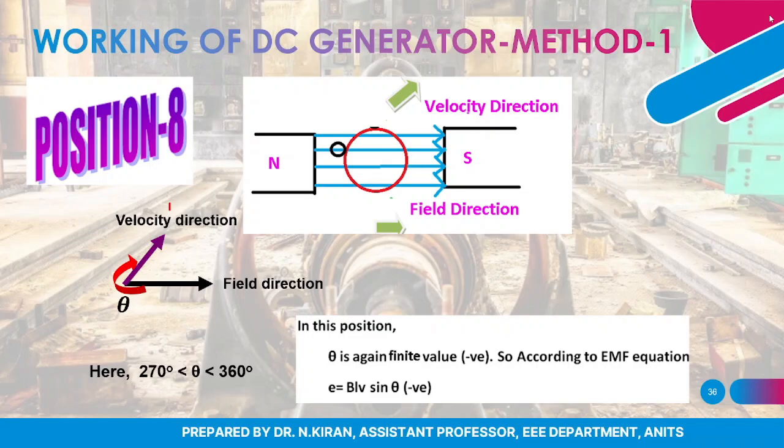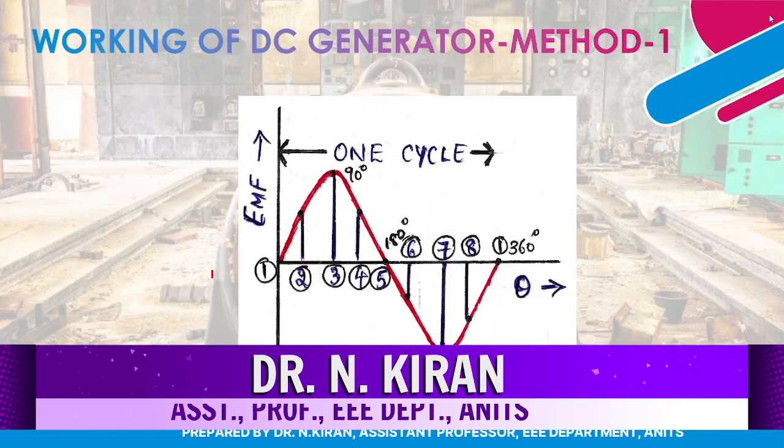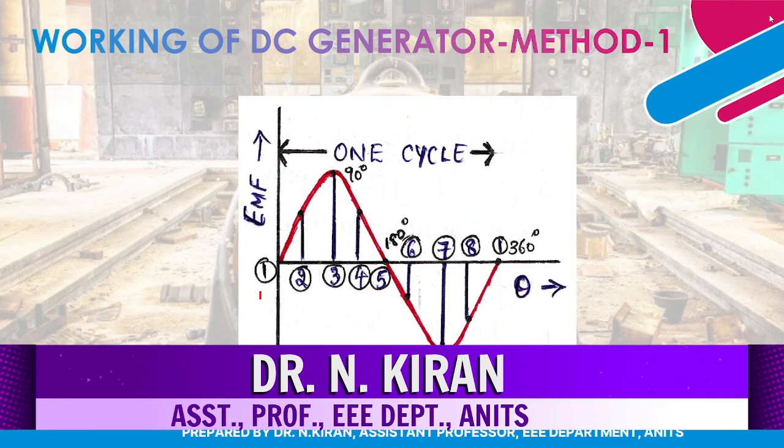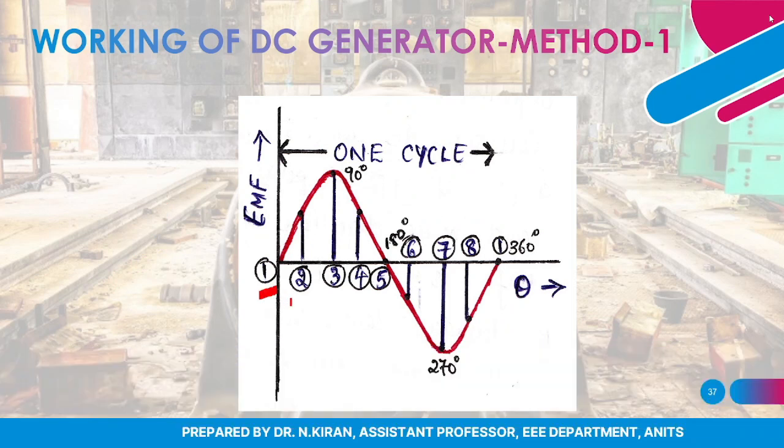So in summary, when I put all this together, we can observe we have got in position 1 EMF is 0. In position 2, my EMF was some positive value. We do not know the value, but some positive value. In position 3, I got positive maximum value. In position 4, my EMF was again some positive value. In position 5, my EMF was 0.